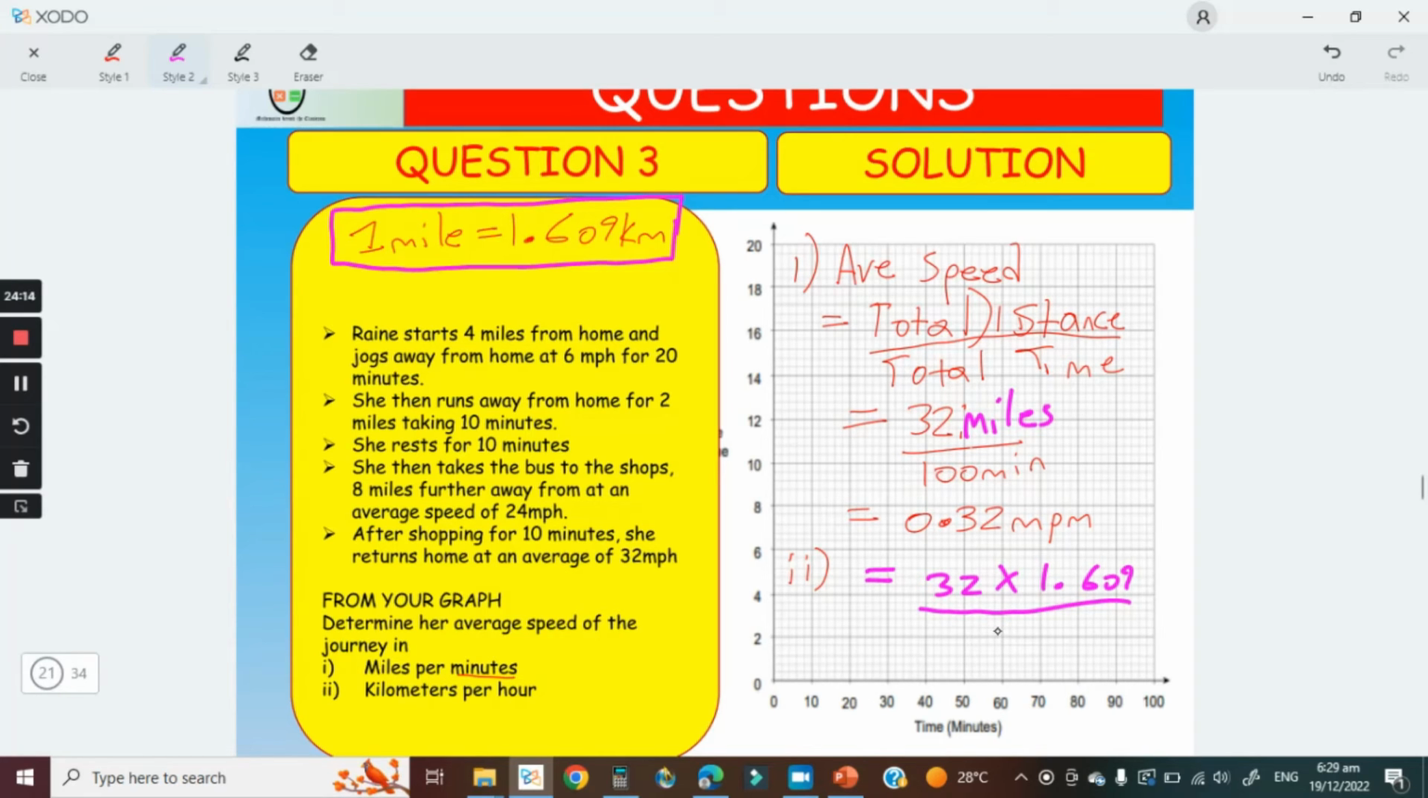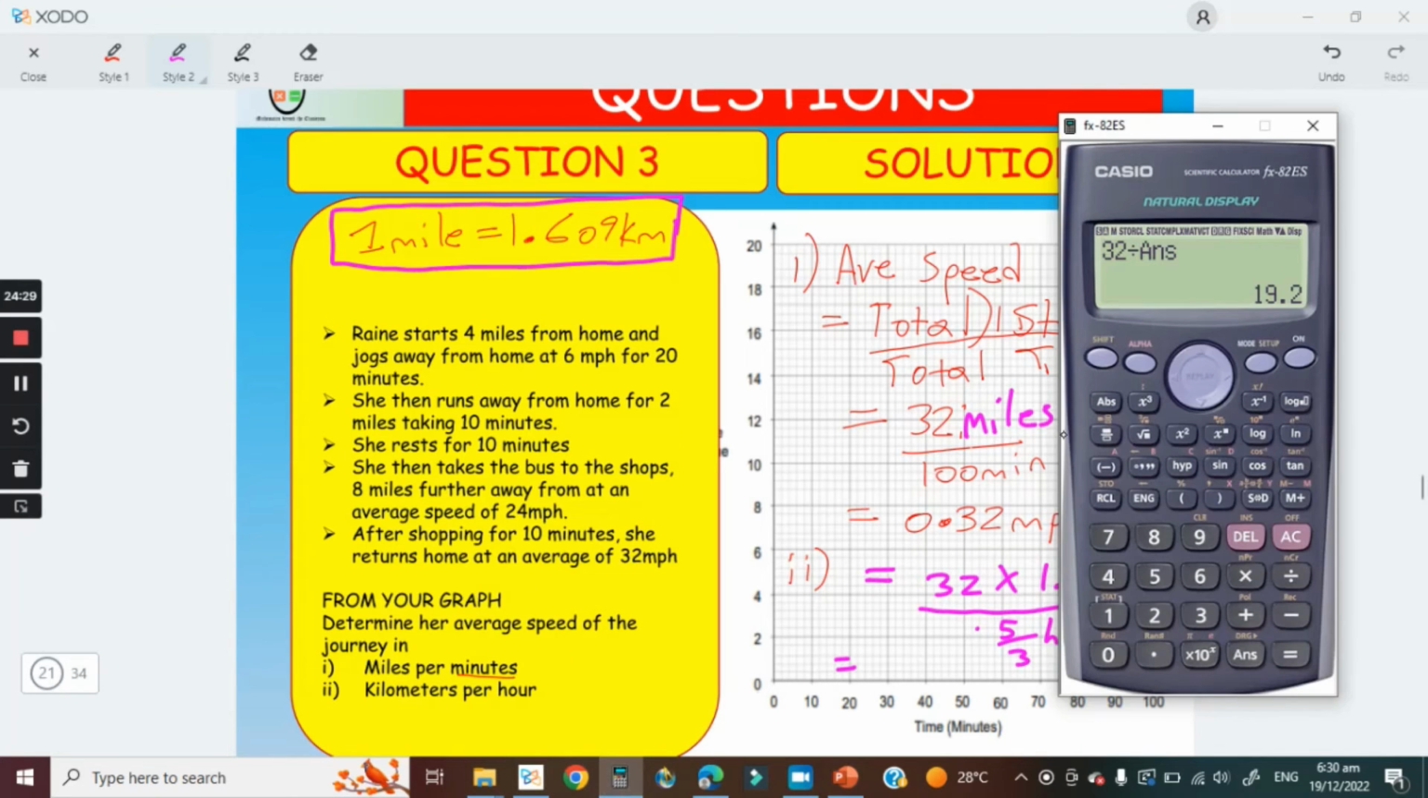Now we'll convert the minutes to hours. And 100 minutes in hours is 5 over 3 hours, or 1.67, because we just divide 100 by 60. Then we'll put that in our calculator. So put in 32 times 1.609 divided by 5 over 3.